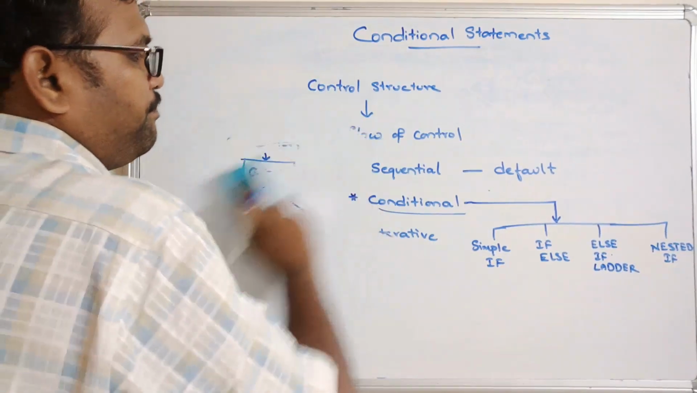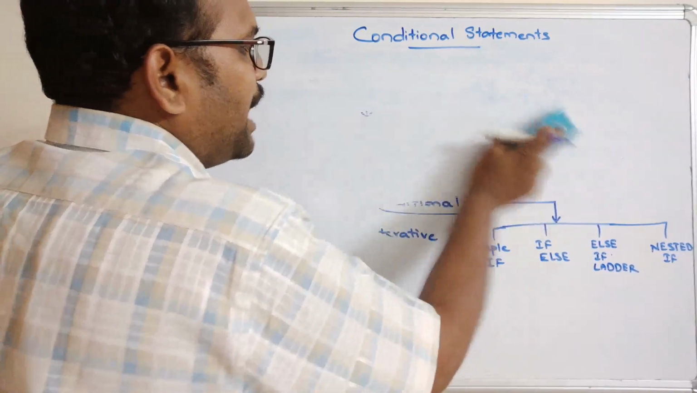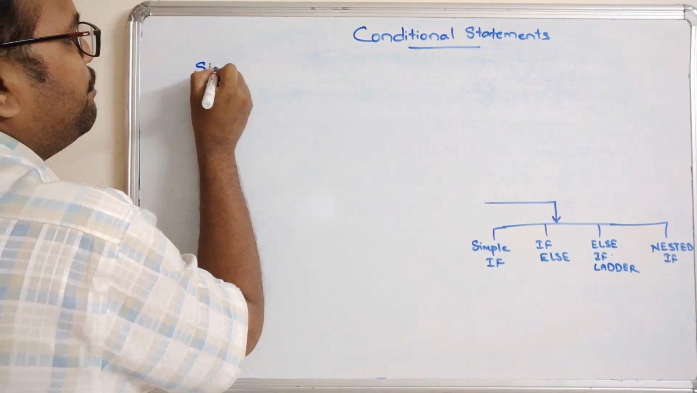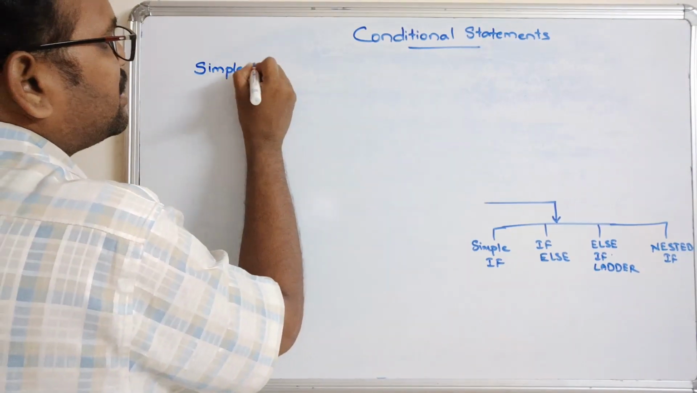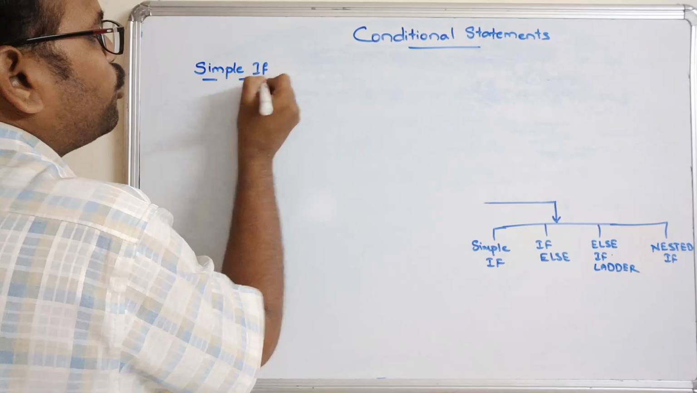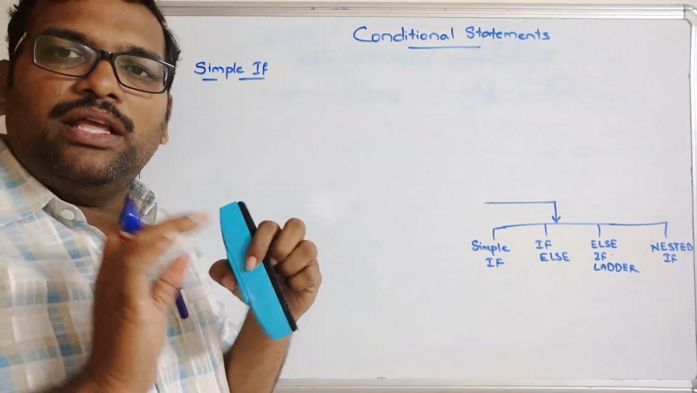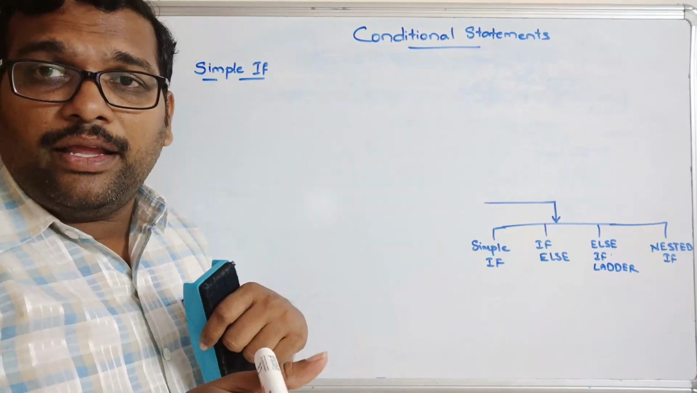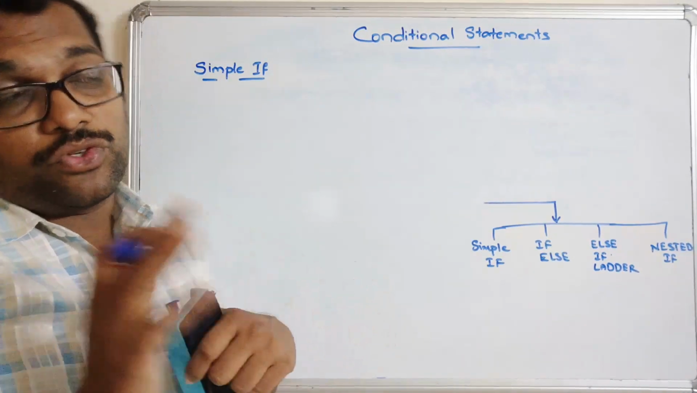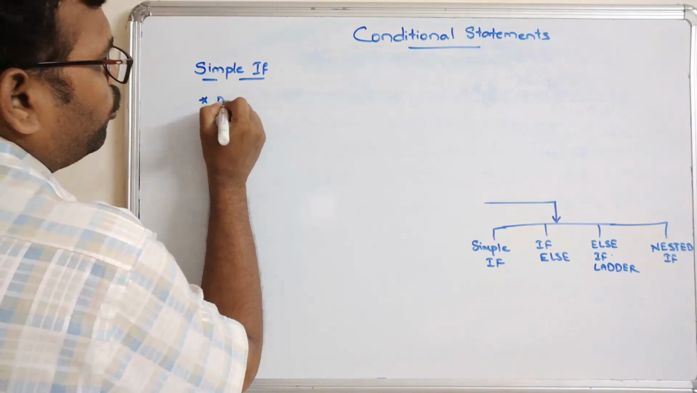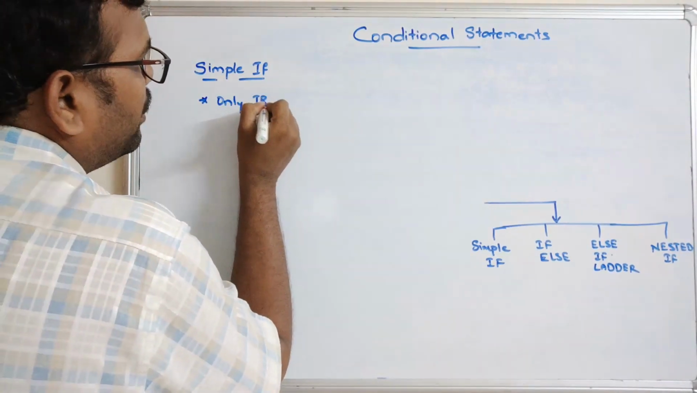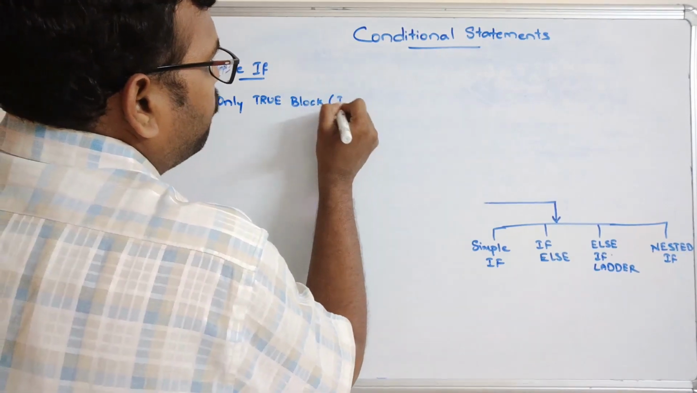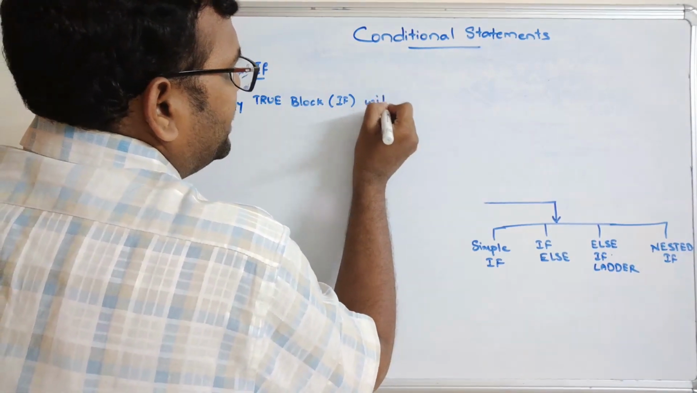Starting with the simple if. Just now we said that if is a true block and the condition should be written only at the if block, right? Without the if we should not write else, and without else we can write if. So here only the true block will be there. That means the if block will exist.